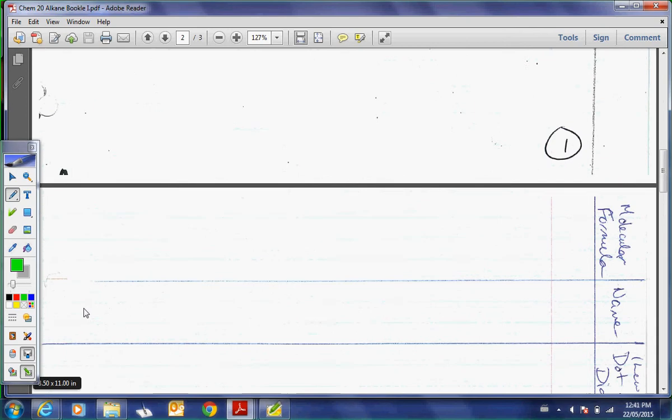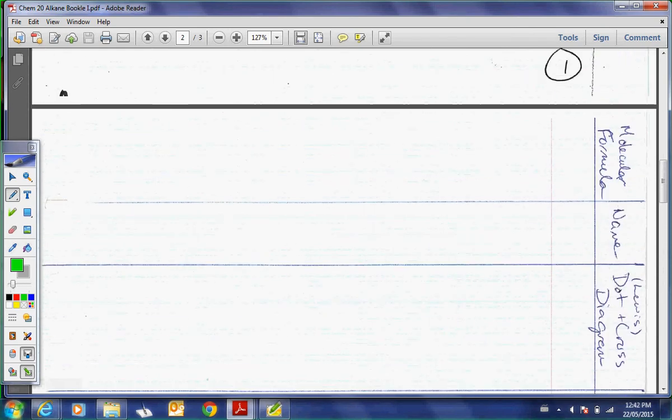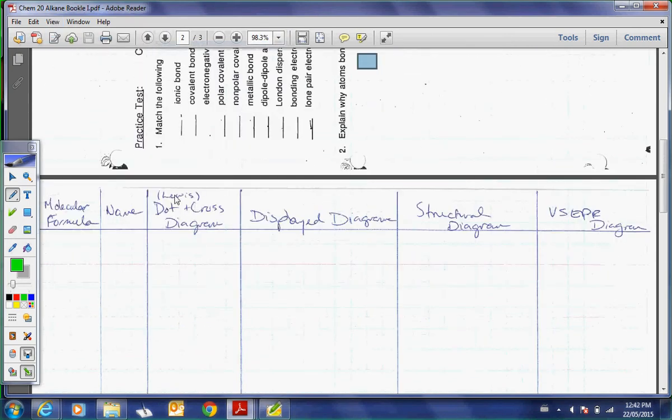Okay, so in your next, can you turn to this sheet for me? Let's see if I can just rotate this, see if I know how to do this. View, rotate. Look at that. This way, please. Okay.